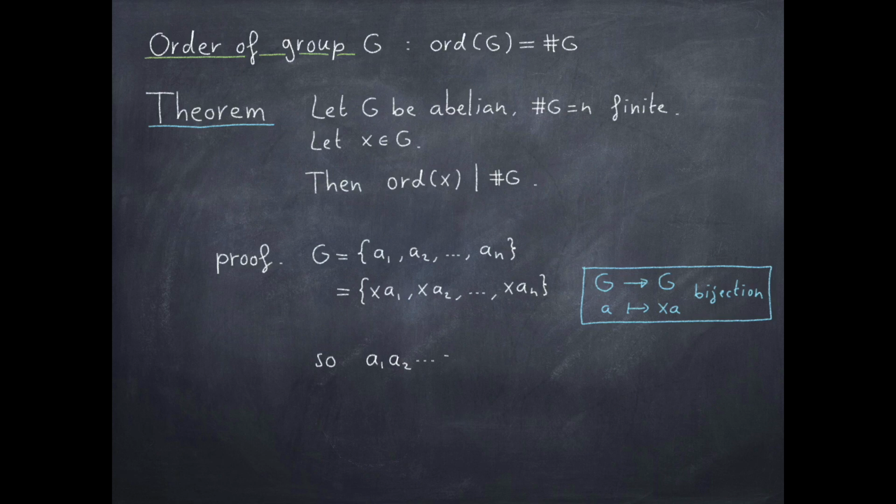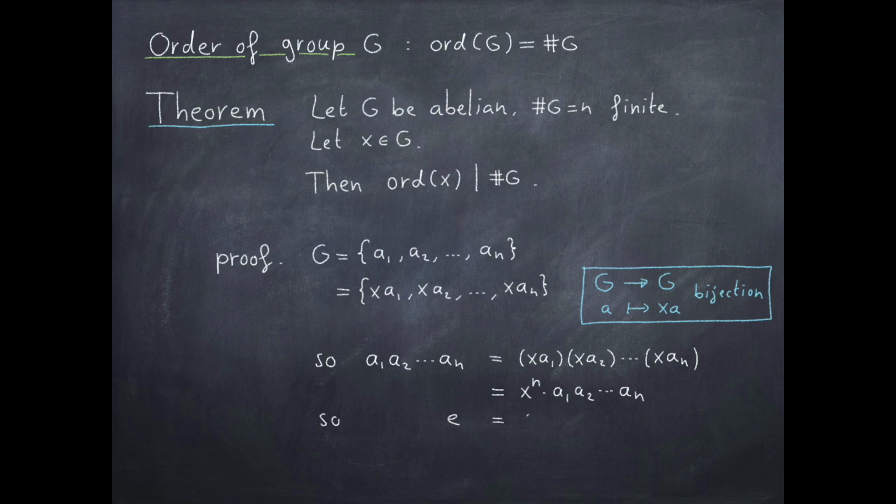If we multiply all the elements of G, it doesn't matter in which order we do that, because G is abelian. So a1, a2 and so on times an is the same as xa1 times xa2 and so on times xan. Again, using the fact that G is abelian, we can lump together all the factors x and get x to the power n times a1 times a2 and so on times an.